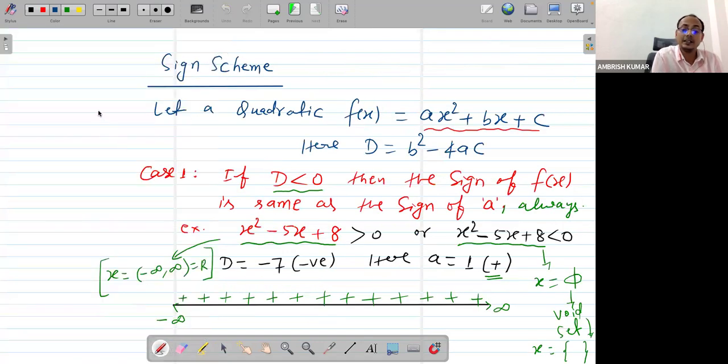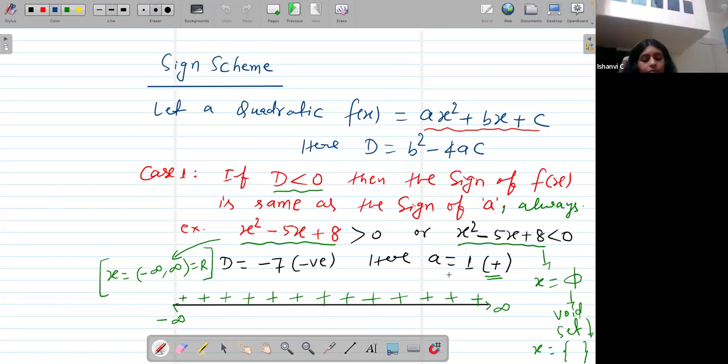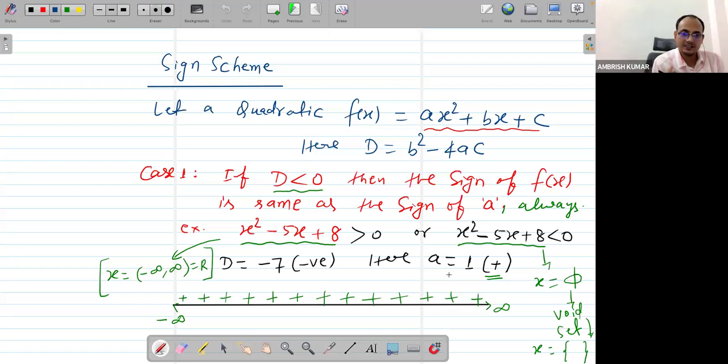But discriminant sometimes, and look at one thing, x square minus 5x plus 8. D negative means the sign will be either always positive or always negative. If the coefficient of x square is negative, like let us say negative x square is there, in that case you can have the sign always negative, nowhere positive. Always keep in mind, when D is negative, the quadratic expression will either be always positive or always negative. We cannot have two situations, like somewhere it's positive, somewhere it's negative.